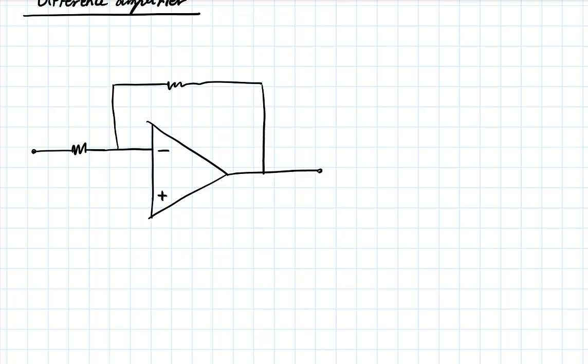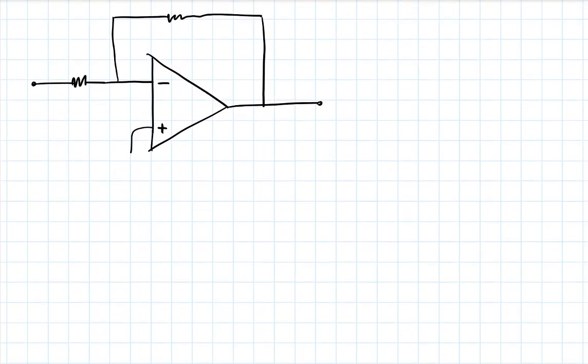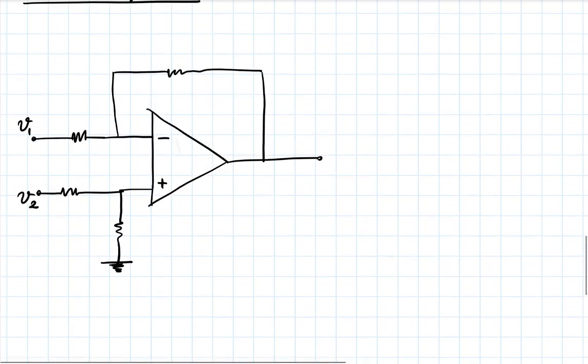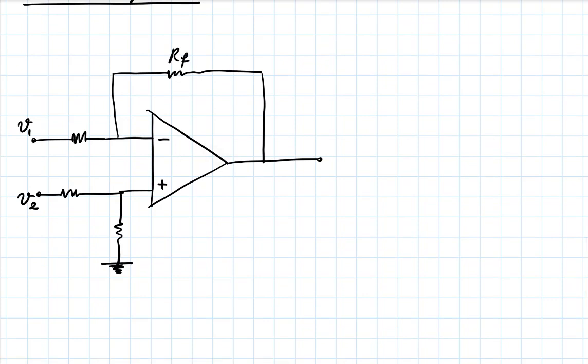This was my simple inverting amplifier if I grounded the other side. But let me not ground the other side. Let me do this. Now, if I call this V1 and V2, and this RF and R1 and R2, let's call this R3. So now solve this problem. What is V out?